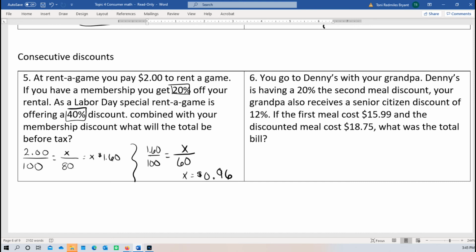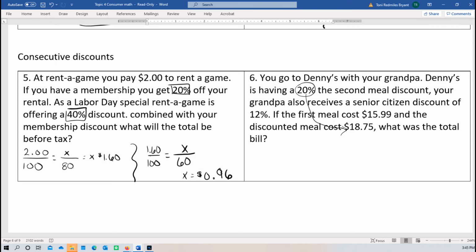All right, you go to Denny's with your grandpa. Denny's is having 20% off the second meal discount. Your grandpa also receives a senior citizen discount of 12%. The first meal is $15.99, and the discounted meal, that's this one that gets 20%, is $18.75. What was the total of the bill?